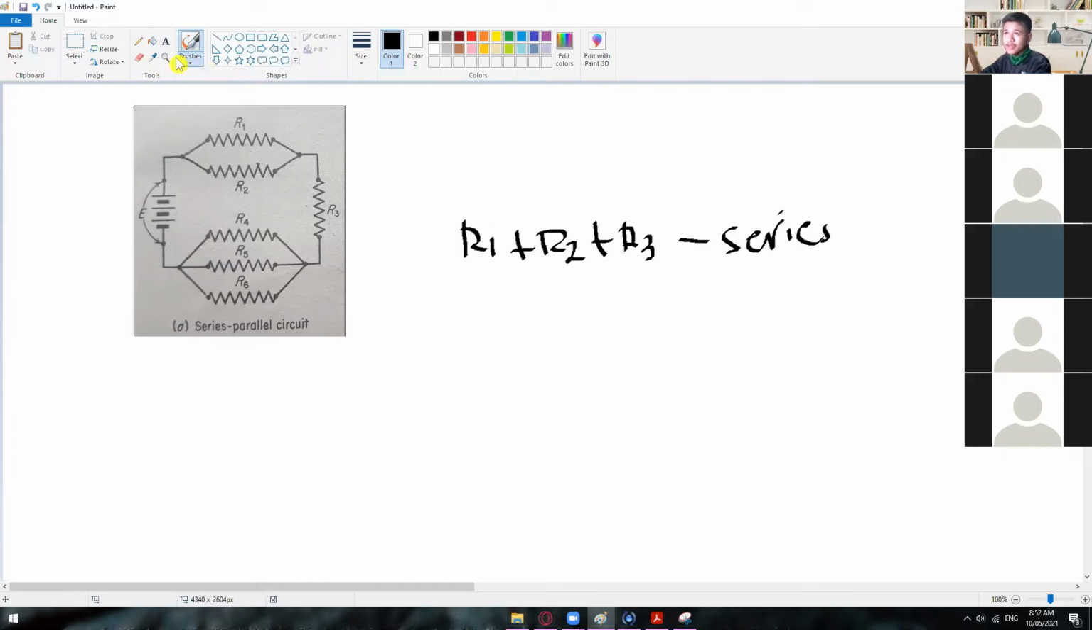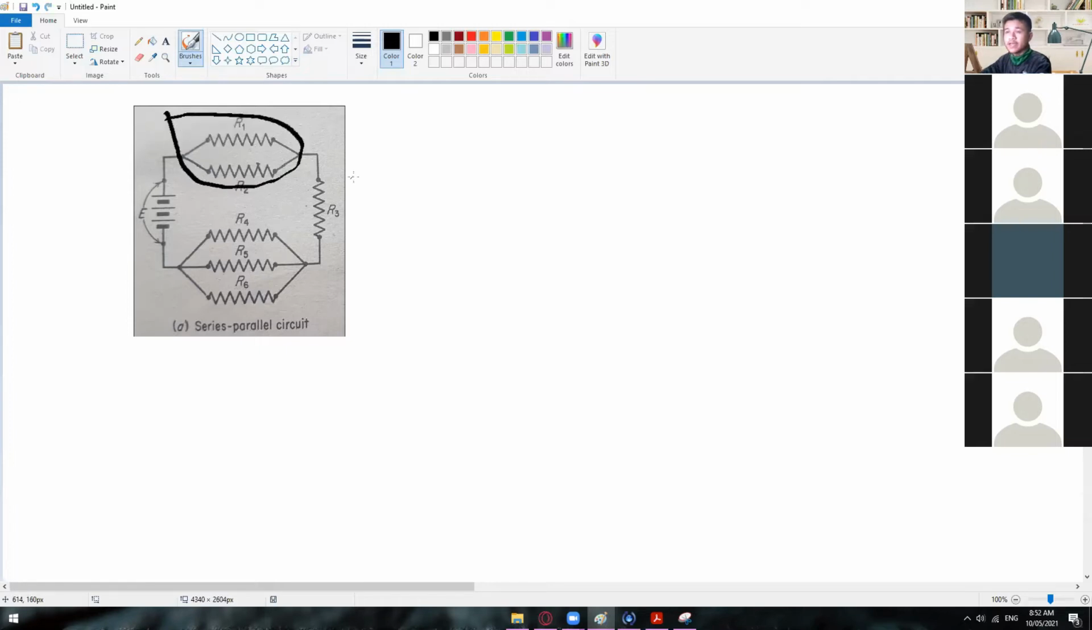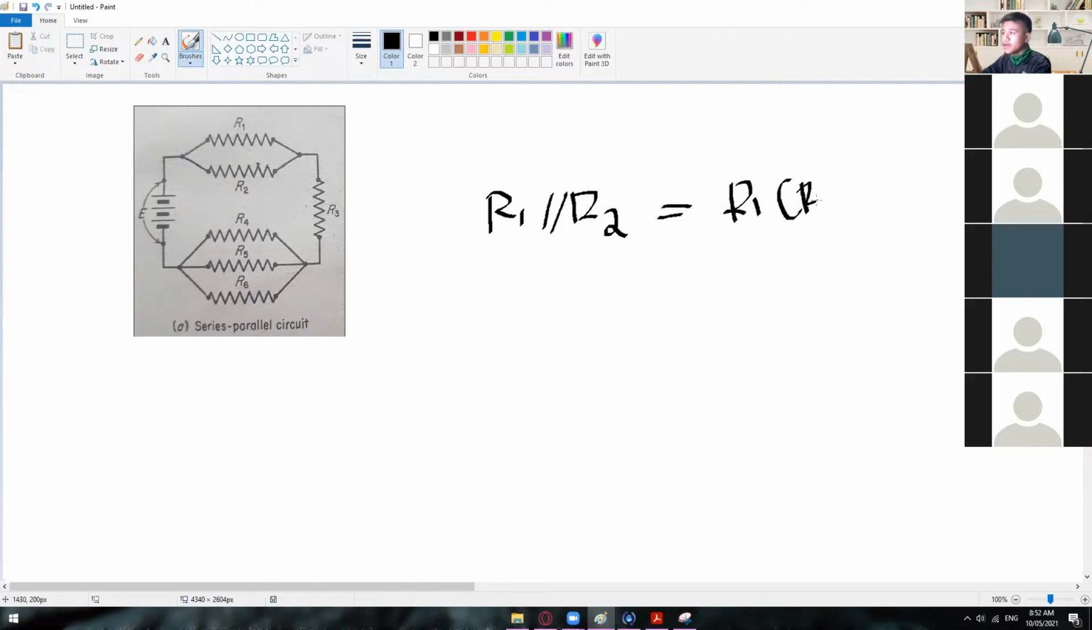However, in here we have a parallel connection. So that is the one that we will not use. We have to consider this section first, as one unit. So let's say R1 is in parallel with R2, wherein R1 times R2 divided by R1 plus R2. Okay? So to make it simple, we have this formula.